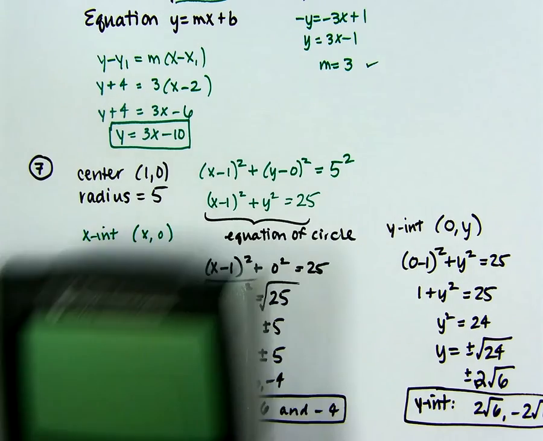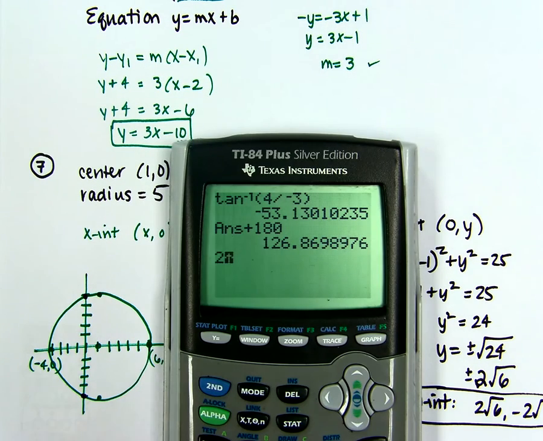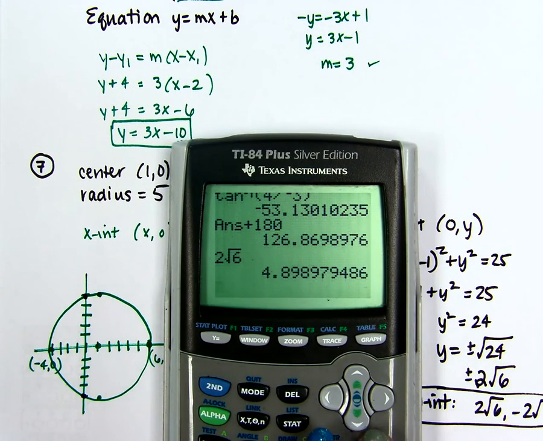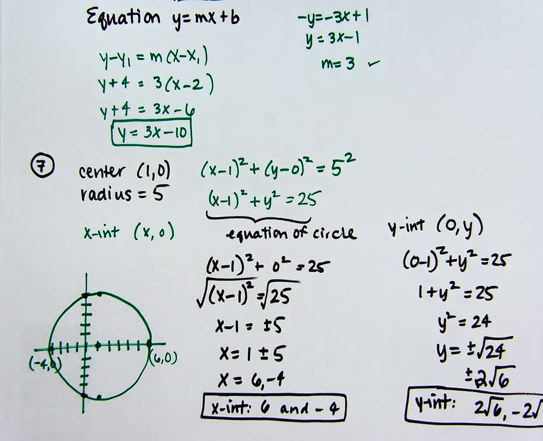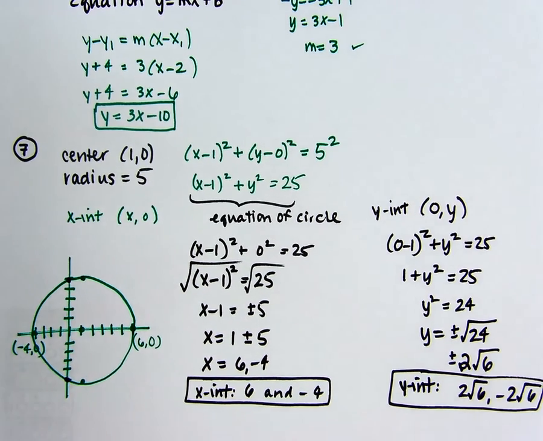And if we figure out what those are as a decimal, that's about 4.89, and 1, 2, 3, 4, 5, so just a little under 5, so that matches up and makes sense with our diagram.